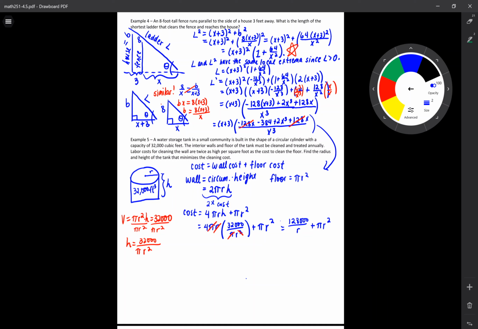So now that I have my cost function, or my objective function, in terms of a single variable, now I can find the derivative and set it equal to 0 to find the max and the min. So I'll say c prime is equal to negative 128,000 over r squared, that's the derivative of 128,000 over r, plus 2 pi r. We don't have to use implicit differentiation here since our r is constant. And I want to set this equal to 0.